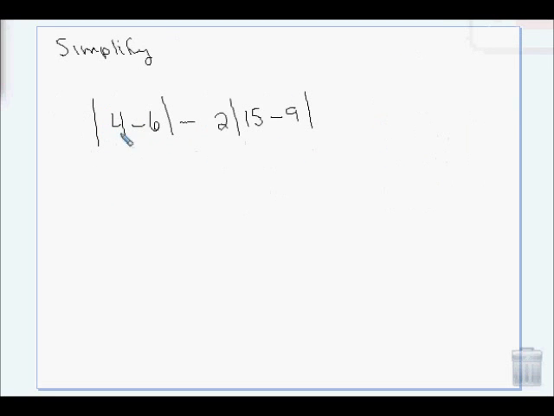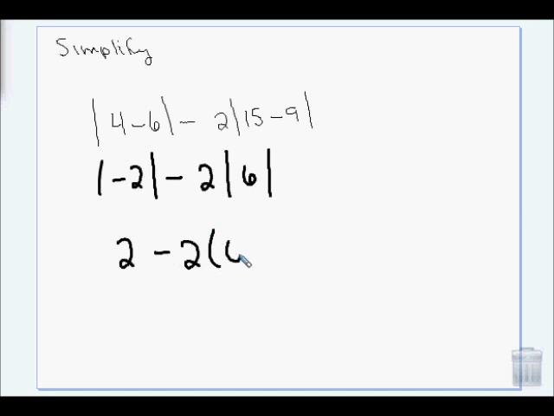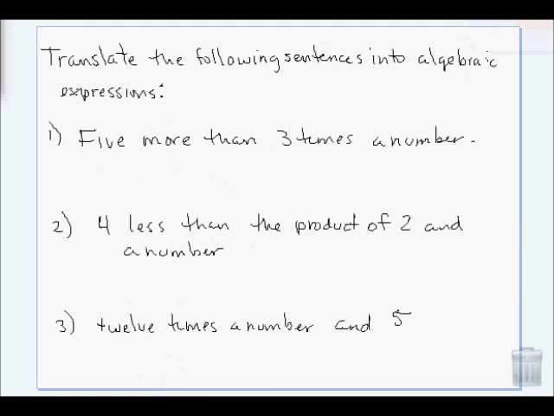Again, with some more absolute value, so I do what's inside. So 4 minus 6 is negative 2. 15 minus 9 is 6. Then I take the absolute value of those numbers. The absolute value of negative 2 is positive 2. And the absolute value of 6 is just 6. And then I multiply that by negative 2, so I get negative 12. And 2 minus 12 is negative 10. All right.